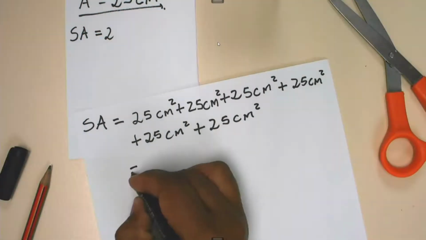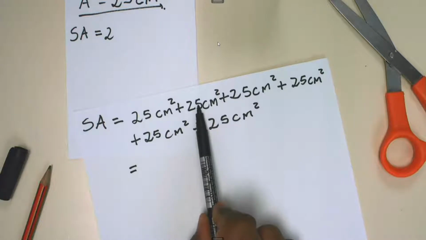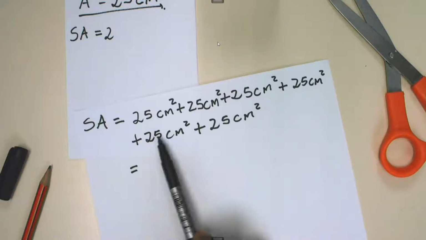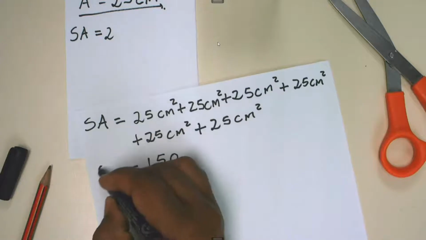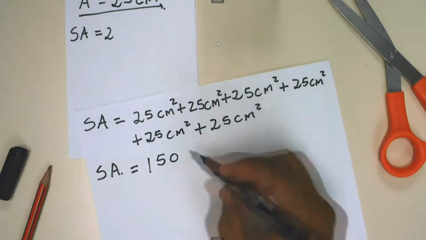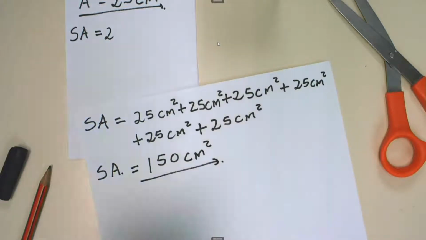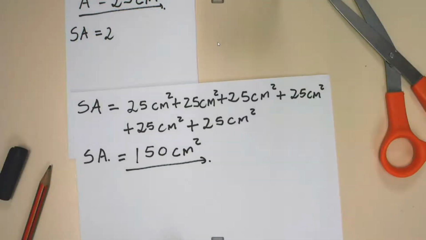And then now we will add 25 plus 25, I think it will be 50, 75, 100, 125, 150, and then we'll say the surface area of our cube that we have created is 150 centimeter squared. I'm sure this is clear.